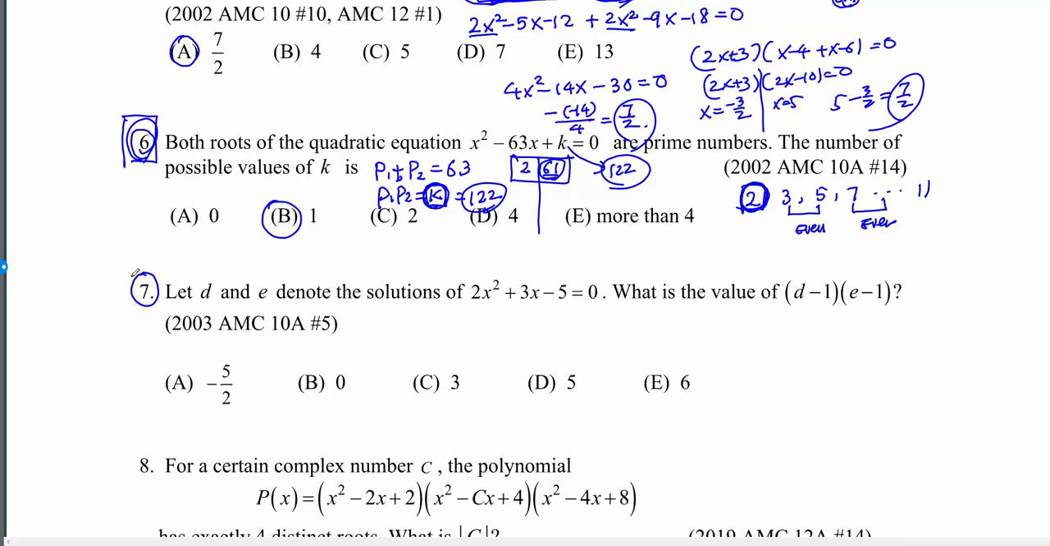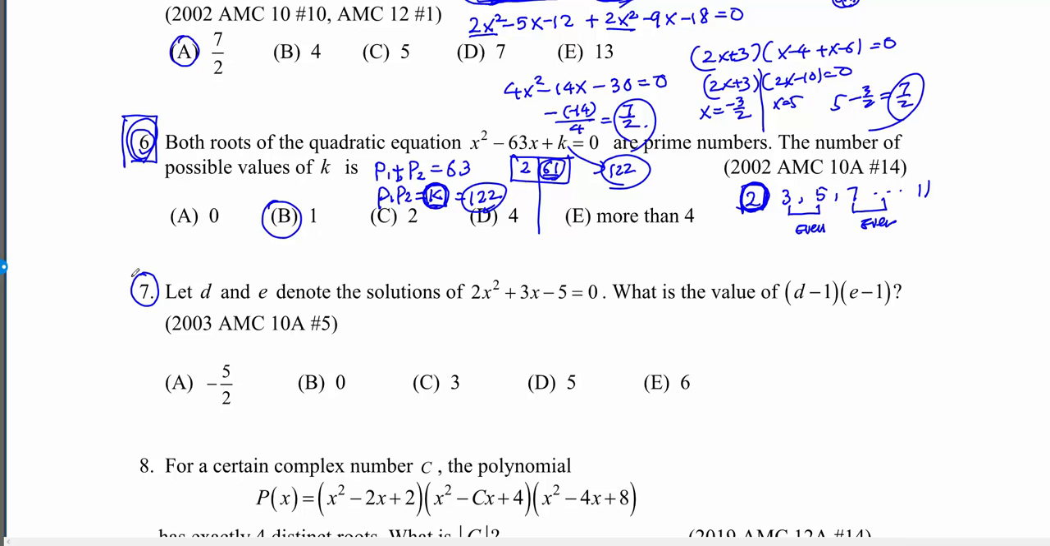D and E denote the solutions, the roots. What is the value of (D minus 1) times (E minus 1)? This is an easy one, I think. You can try this one. Nick, try. Always we have to find the relation, the sum and product of the roots.